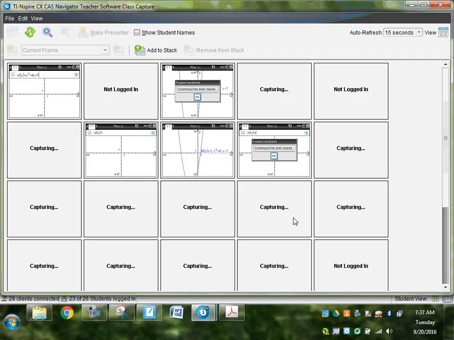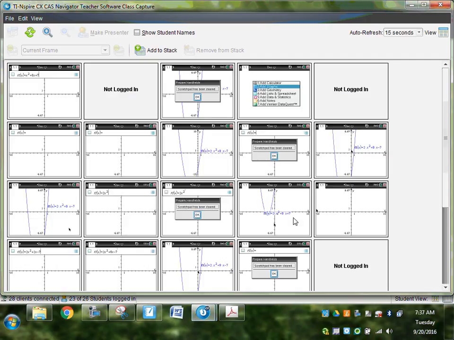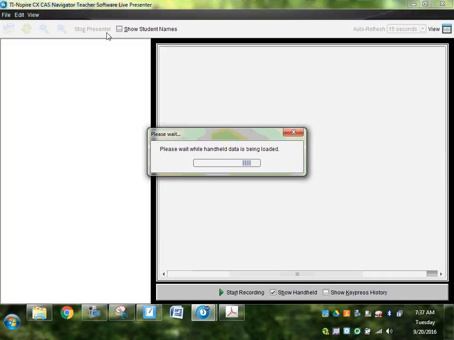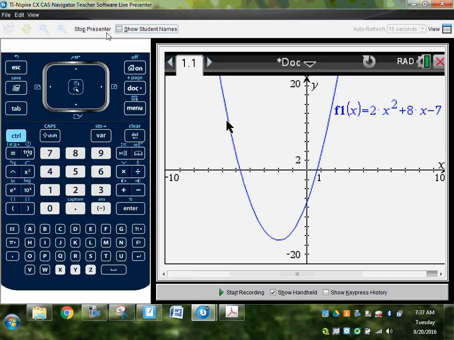Wait, which page is this? Because I can't. It's the one from last night's homework. The calendar question. This one here.